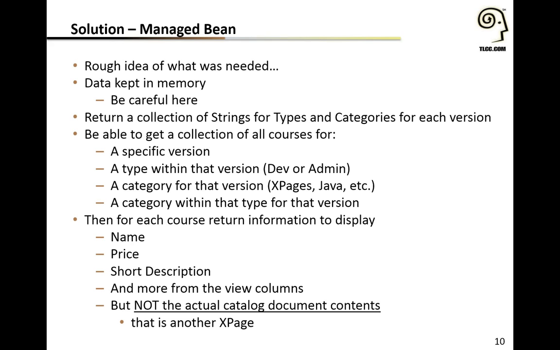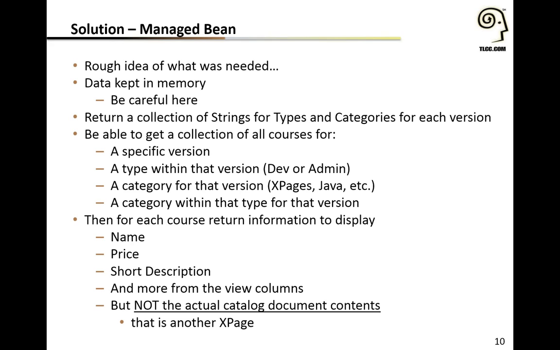So I want to be able to return back to the repeat just by calling the managed bean and have it return all the courses, a collection of all the courses that I need. And then for each course, I need to be able to provide the information such as a name and a price and a quick description and some other basic information.